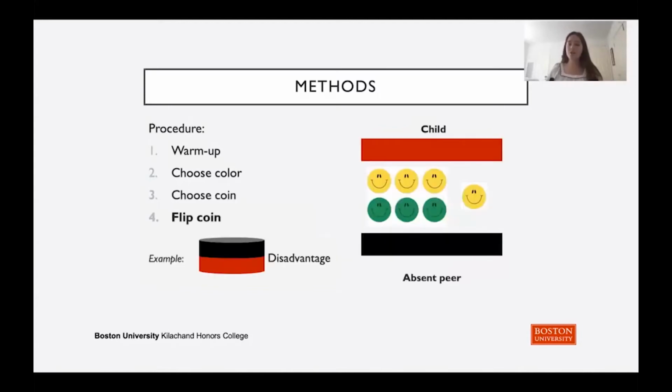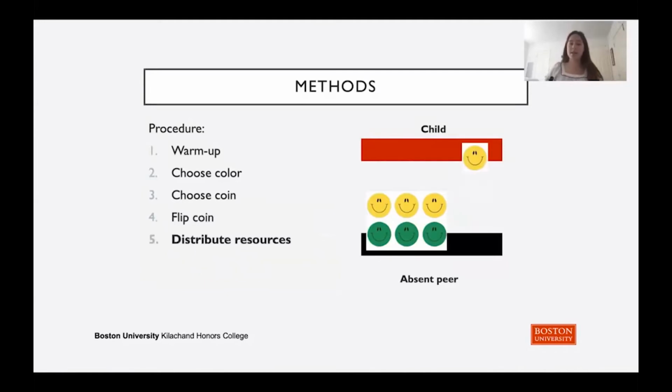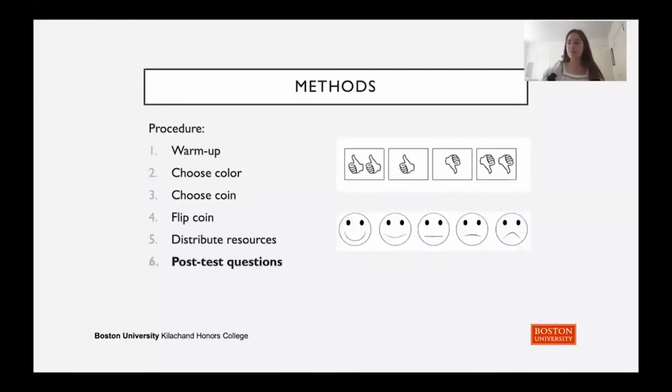So once they choose the coin from the bag and they shake it in the coin shaker and reveal the outcome, then we distribute the stickers. So in this case, it was the disadvantage. So the child will get 1 sticker and the absent peer will get 6 stickers, and they're told that they cannot redistribute or share these stickers. So they come in prepackaged plastic bags, and they're told that they'll get the stickers at the end of the game. So after this, we asked them 2 post-test questions.